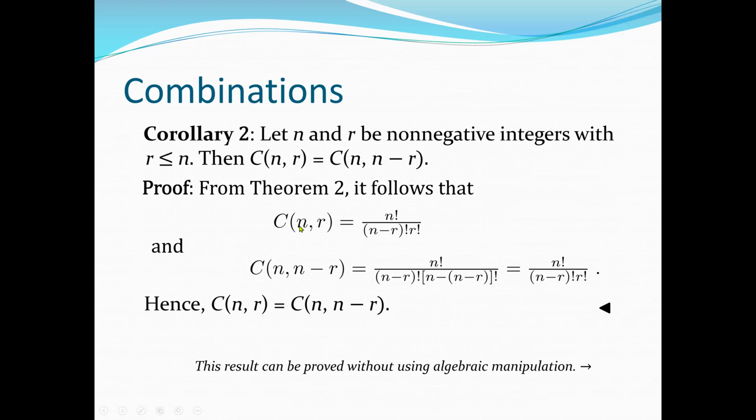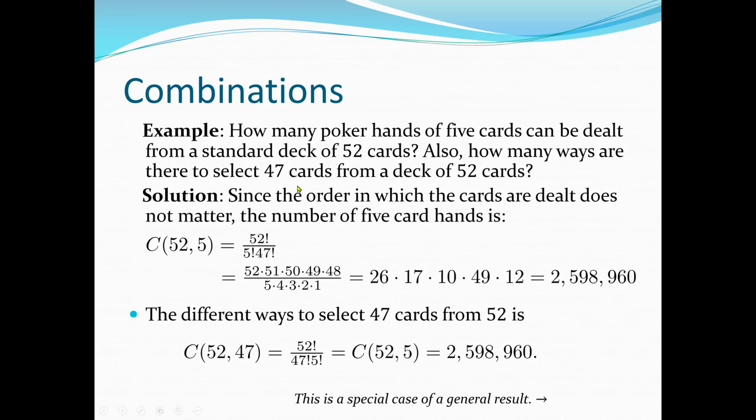We follow the formula: C(N, R) will give us N factorial over N minus R factorial times R factorial. Now when we do C(N, N minus R), it will give us N factorial over N minus R factorial, then N minus R factorial. When we cancel this, we will see that we get the same formula. So here we are trying to say that C(N, R) is the same as C(N, N minus R). You can see that C(52, 5) and C(52, 47) give us the same answer, because 47 here was using N minus R.